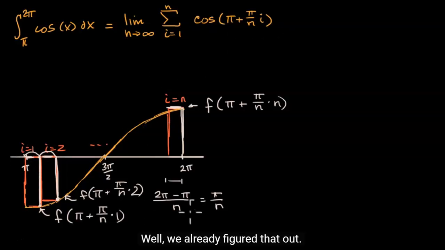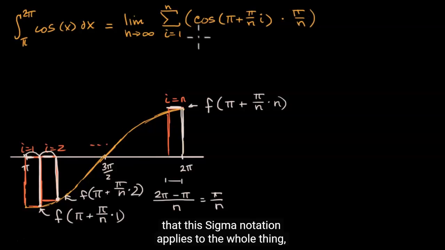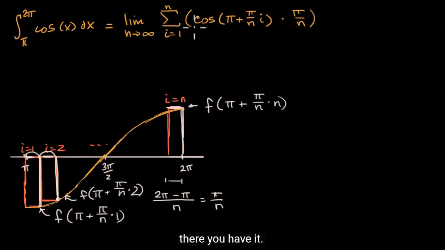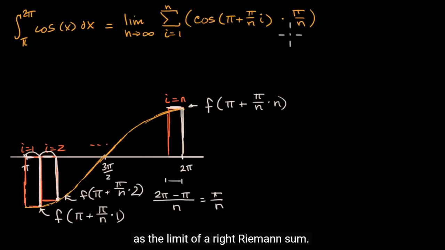And then what's the width? Well, we already figured that out, times pi over n. And if you want to be careful and make sure that this sigma notation applies to the whole thing, there you have it. We have just re-expressed this definite integral as the limit of a right Riemann sum.